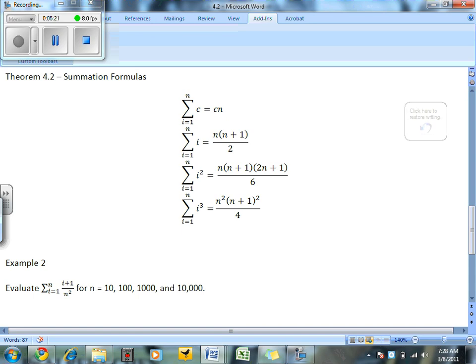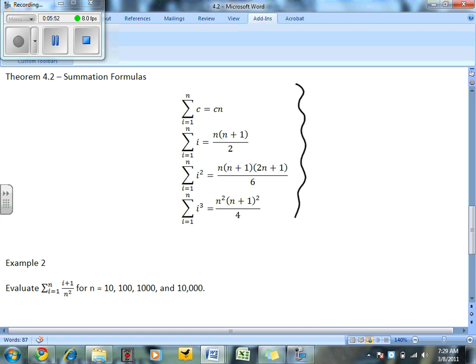Okay, example 2 here. Evaluate the summation of i equal to 1 to n. So our lower bound is i equal to 1, our upper bound is n. And we're going to evaluate it for n equal to 10, 100, 1,000, and 10,000. Well, you may be thinking, whoa, that looks crazy. But we're going to use our rules and our formulas up here to simplify it for us, so we don't have to do all the summations. All right, so we're going to simplify it.